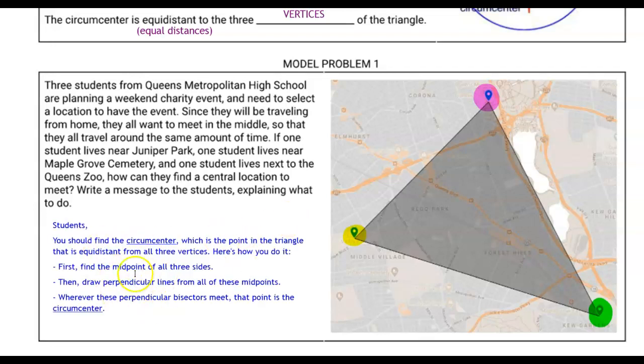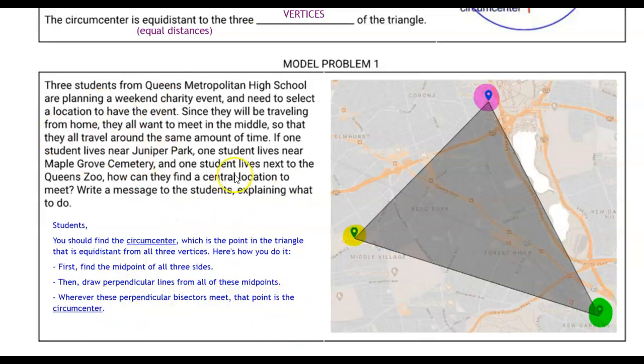All right, here's a sample of what you could have written to the students. We're telling the students that they should find the circumcenter. We're explaining that the circumcenter is the point in the triangle that's equidistant from all three vertices, the same distance away. And the step-by-step is, here's how you do it. First, you're going to find the midpoint of all three sides. And then from each of these midpoints, we're going to draw perpendicular lines. And then wherever those perpendicular bisectors meet in the middle, that point is the circumcenter.